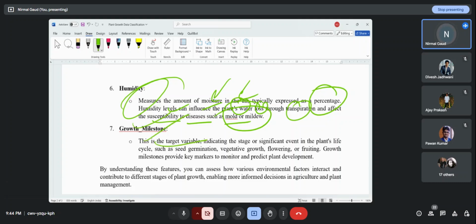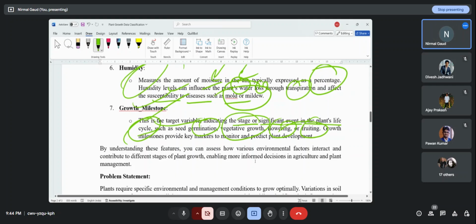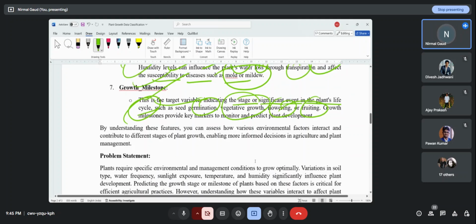And this is the growth milestone. This is the target variable, indicating the stage or the significant events of the plant life cycle, such as germination, vegetative growth, flowering, fruiting. If it's a flower, the flower will be given. If it is a fruit, the fruit will be given, and it depends. So that's what we have to predict.